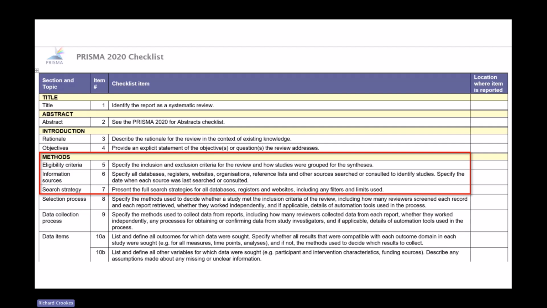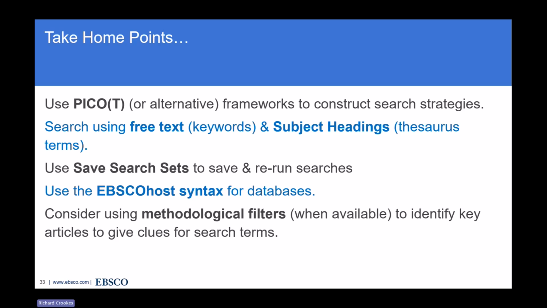So just some take-home points before I touch the questions for those who can stay. Use PICO or alternative frameworks. Some may be more appropriate for your query, as it were, to construct the search strategy. Use, obviously, free text keyword search terms combined with the subject headings. Again, it may be an unqualified search, may not be a title object search, as I've shown you today.